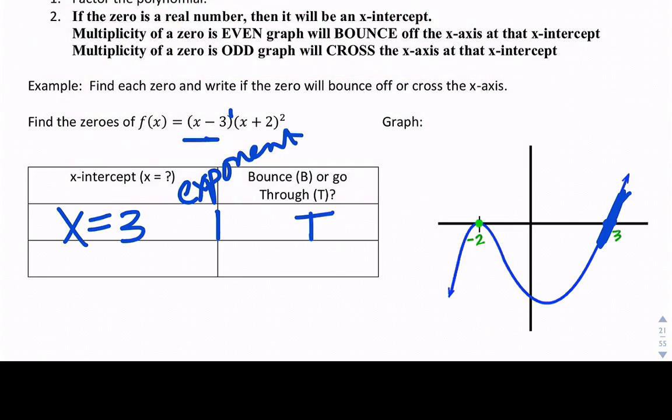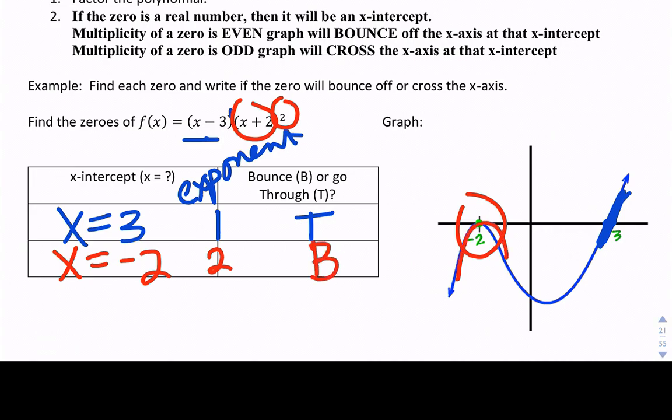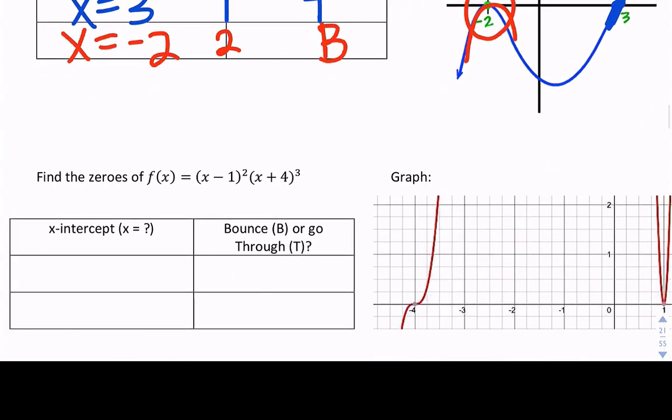Okay, let's do the next one. x equals -2. Again, we factored, we know the zero is -2 here. And look at the exponent, which is 2, which is even, and you can see it bounces off. So it bounces with the even exponents and it goes through with the odd.